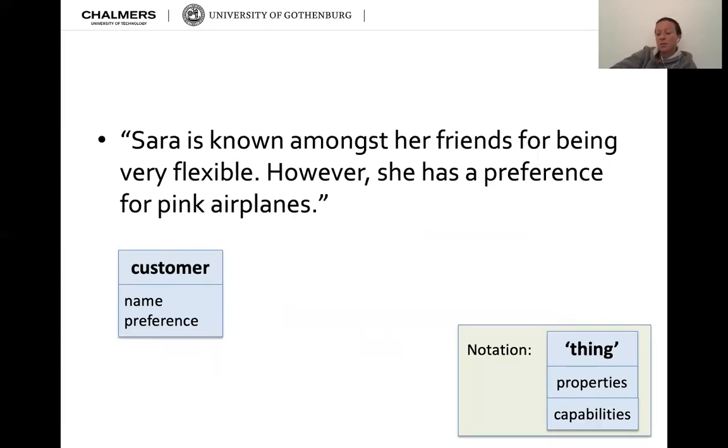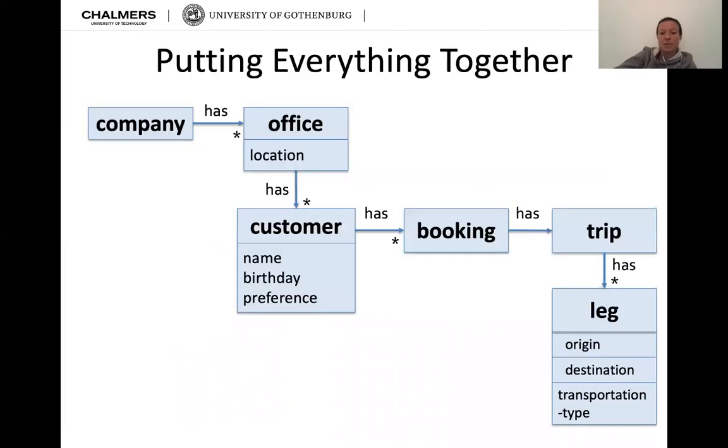Sarah is known amongst her friends for being very flexible. However, she has a preference for pink airplanes. Customer has a name. Where did the age go? The age went away. Well, and they have a preference. Well, let's say on this slide, we're only modeling what we're taking out of the slides. We have the name and we see the preference. Reminder, the notation was we got a thing and that we have properties and capabilities.